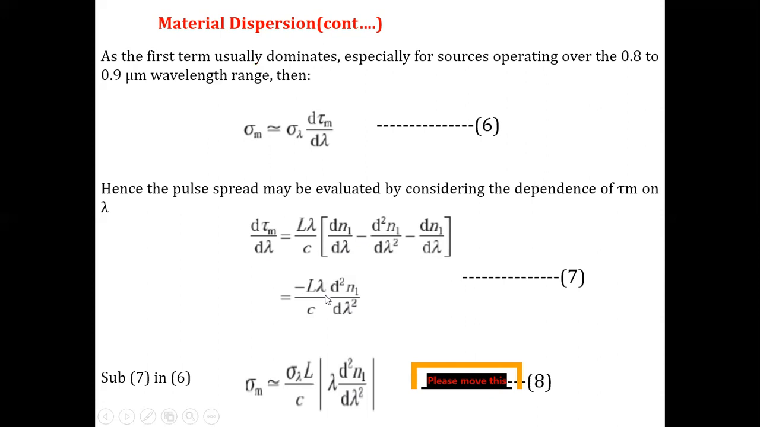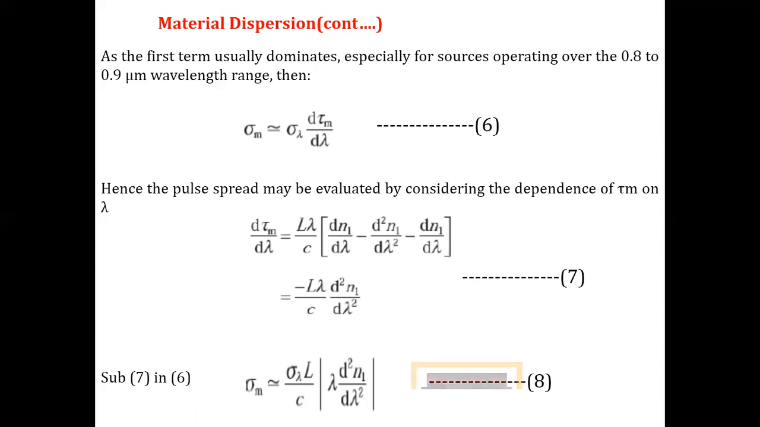Take this as equation number 7. Now substitute this equation 7 in 6. So here we have the value d tau m divided by d lambda. So we have to substitute for this d tau m divided by d lambda is equal to minus L lambda divided by C into d square n1 divided by d lambda square. So the value of sigma m will be equal to sigma lambda into minus of, so by taking the modulus value, actually the value will be equal to minus sigma lambda into L lambda divided by C into d square n1 divided by lambda square.